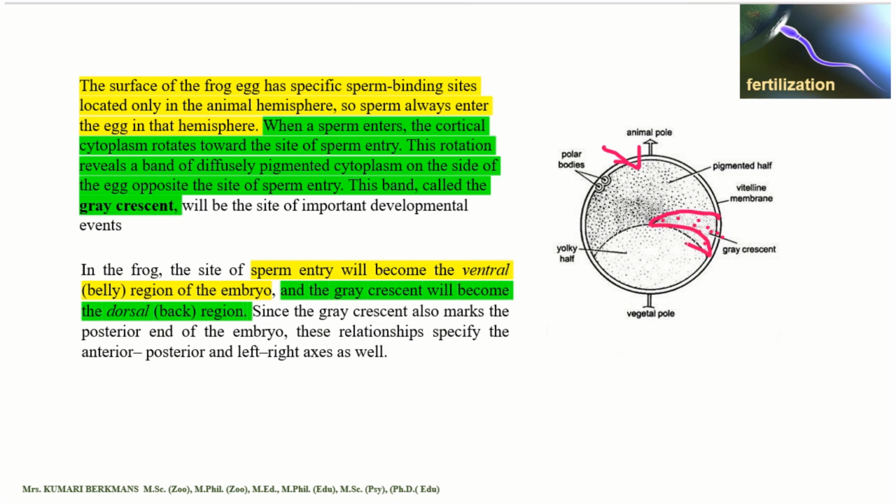So on this side there is a band formation. This is called the gray crescent, just opposite to the sperm entry area. The sperm entry area forms the belly region of the embryo, and this crescent will become the dorsal region of the embryo.